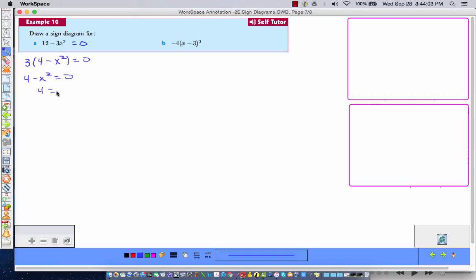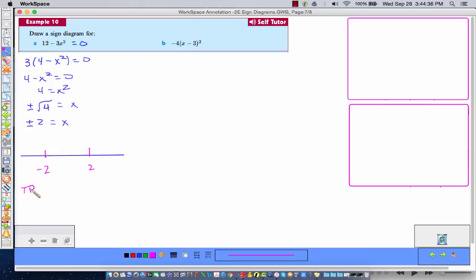I get 4 equals x squared. Take the square root of both sides, plus or minus root 4 equals x. And so plus or minus 2 is equal to x. So again, those are my critical points. If change is going to occur from positive to negative or negative to positive, it will happen when x is equal to plus or minus 2. So I'll go ahead and mark those: 2, negative 2, and again, there's my fave 0.